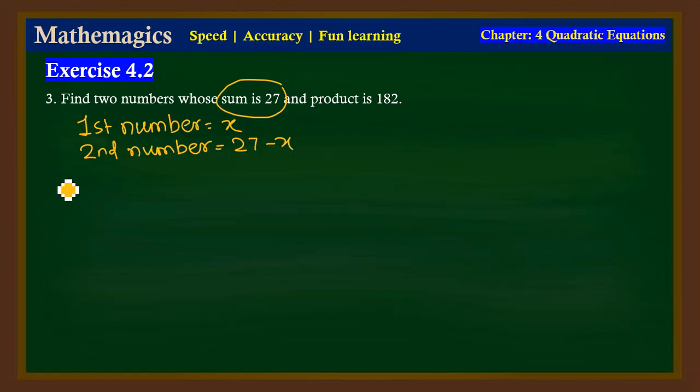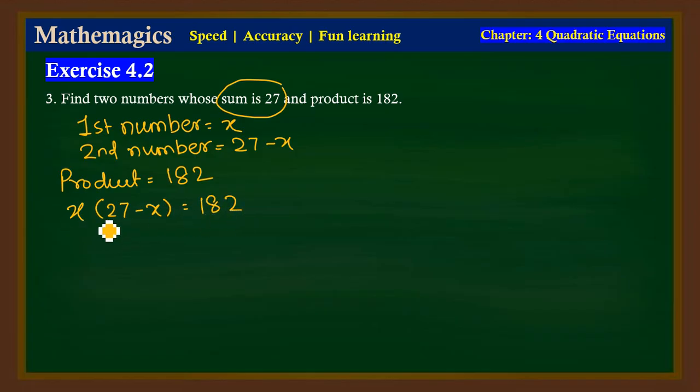First will be x, then the second becomes 27 minus x, and the product is equal to 182. So if we find the product, what is the product? That is 182. So here dear friends, the product is equal to the product of both the numbers, that means x into 27 minus x is equal to 182. So we are going to multiply. So x into 27 becomes 27x minus x into x becomes x square, that is equal to 182. So I'm just going to keep it in the standard form. All the things I'm taking to the right hand side.